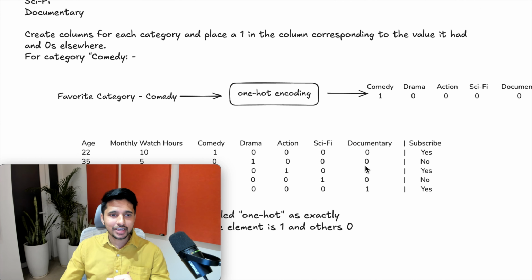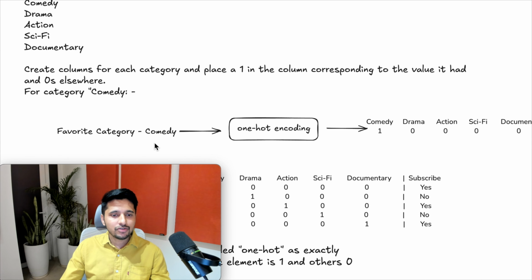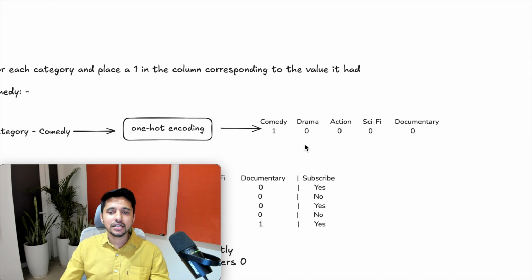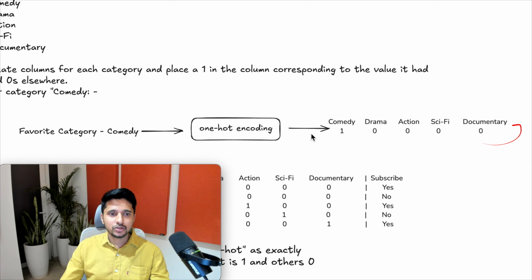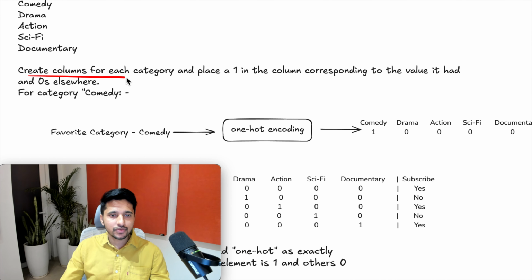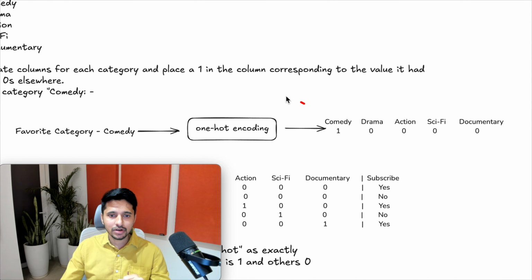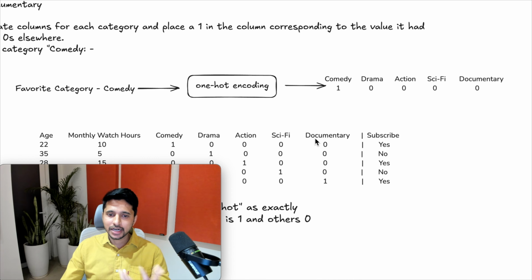So for example, our value is comedy, right? So for this we will do the one hot encoding, and this will create the data like this. So for the comedy we will fill 1 here, and for the other columns we will fill simply 0, right, like this. So basically we create columns for each category and place 1 in the column corresponding to the value it had and 0 elsewhere. So for the comedy category it will come out like this. So for other categories we can see here.